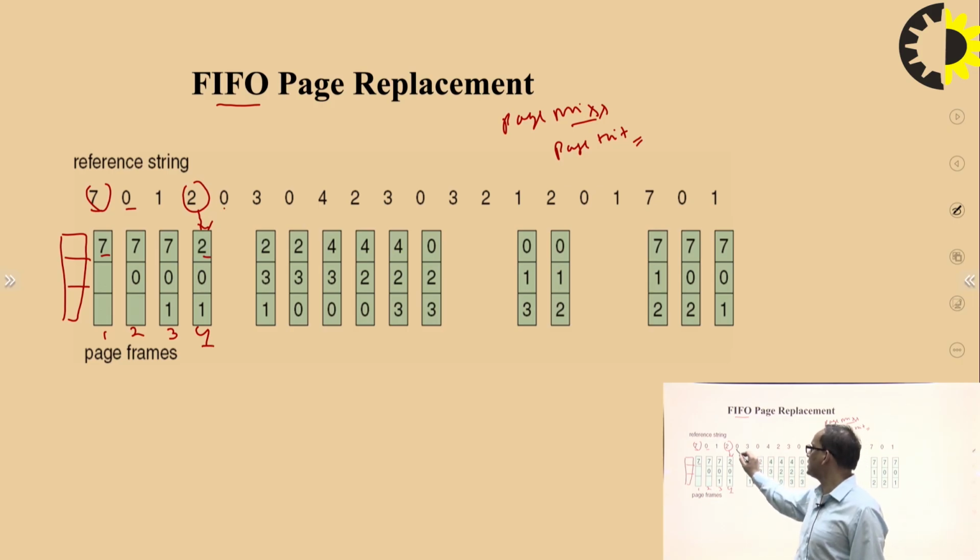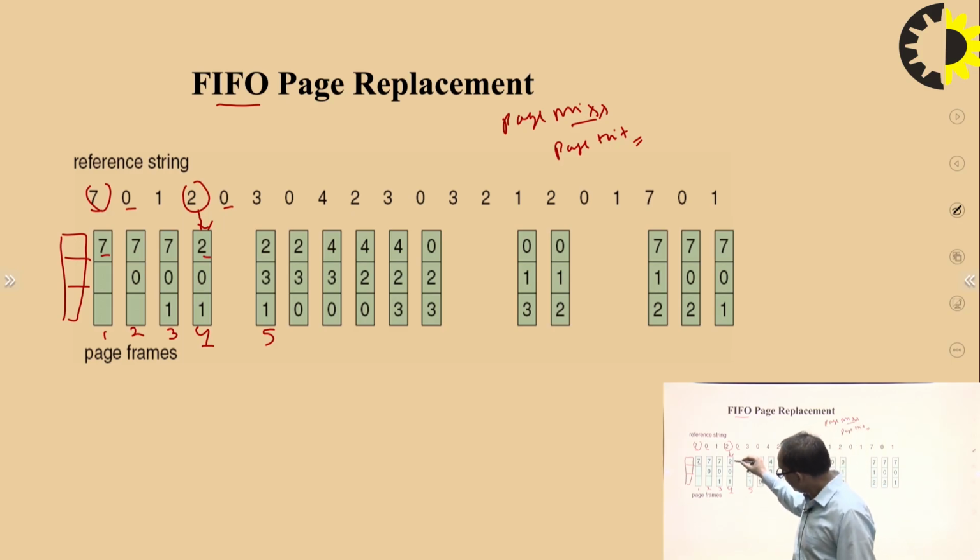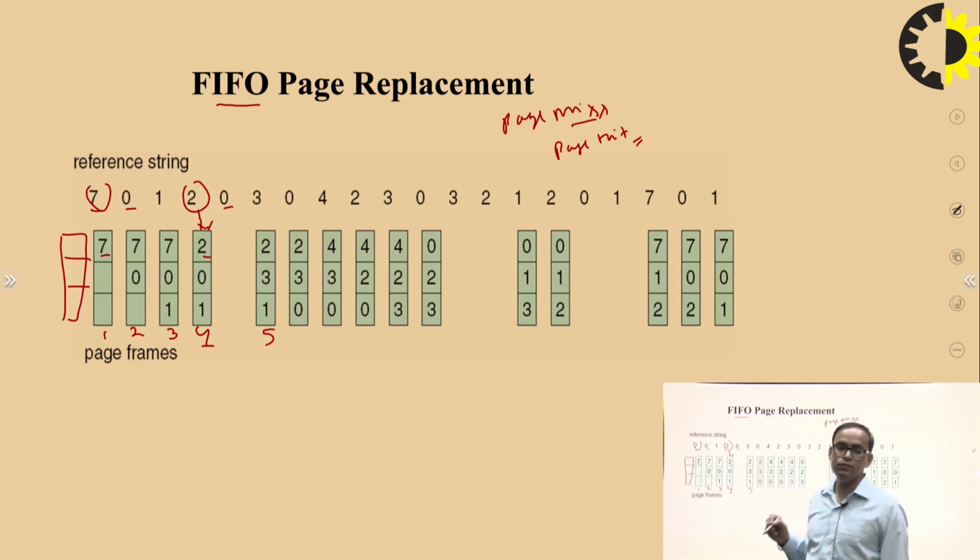Now again the next page referred is 0. 0 is present in main memory, so the value of page fault will not be increased because 0 is already available. Now 3 is not available, so the value of page fault will be 5. To load page number 3, we don't have enough space in main memory. So which page will be selected for the replacement? There are 3 pages, 2, 0, 1. Among these pages, the one which arrived first in main memory will be selected for the replacement. Page number 0 arrived first, so it will be swapped out and page number 3 will be loaded into main memory.